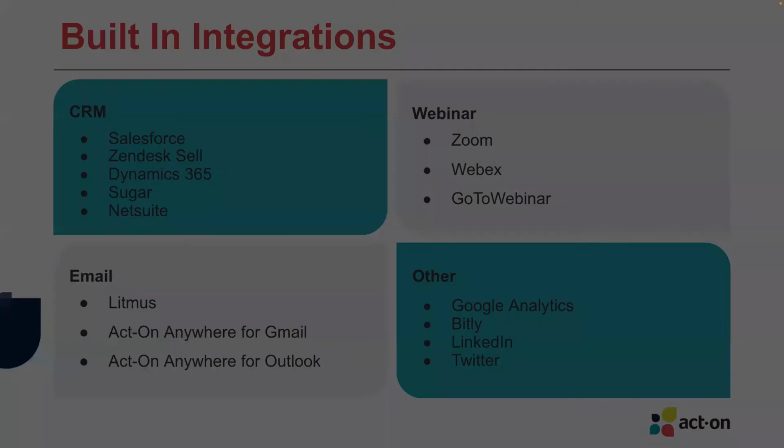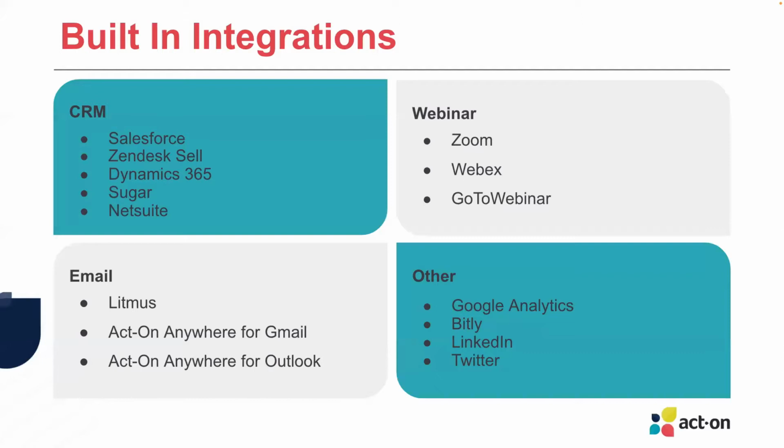The email plugins for Gmail and Outlook extend the use of Acton to your sales teams. Email sent outside of our platform from Gmail and Outlook use the email templates created in Acton and track behaviors into a consolidated activity view for those leads interacting with the sales emails.